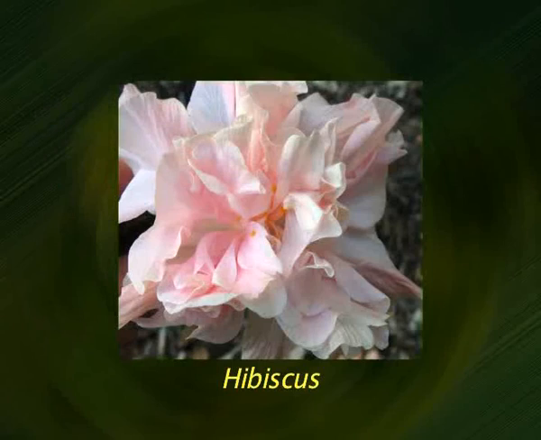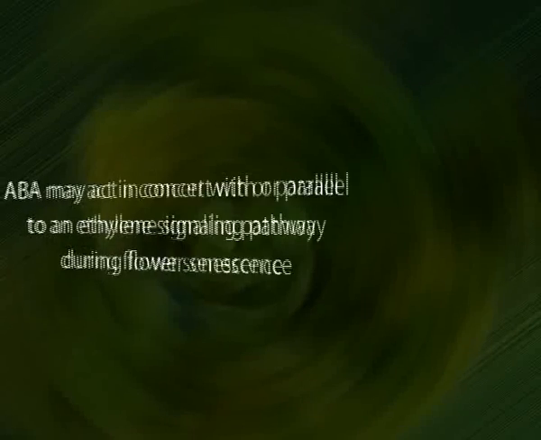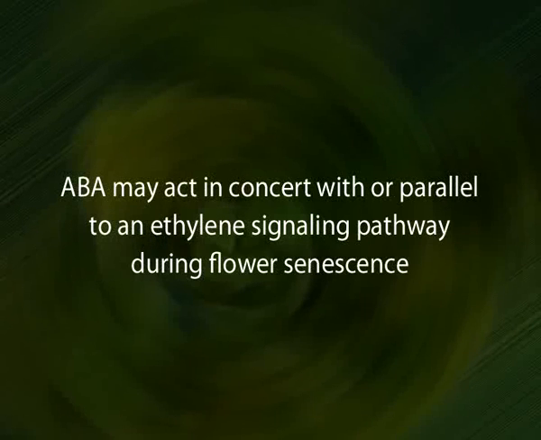The endogenous concentration of abscisic acid in Hibiscus rosa sinensis during natural senescence was recently reported to be relatively low during early flower development, then peaked as the flower opens, and finally decreased during senescence. Abscisic acid may act in concert with or parallel to an ethylene signaling pathway during flower senescence.